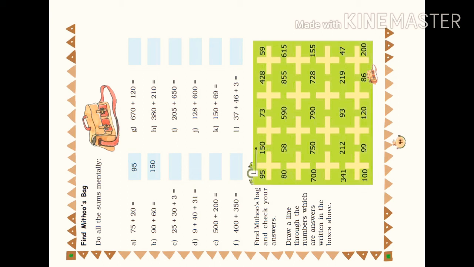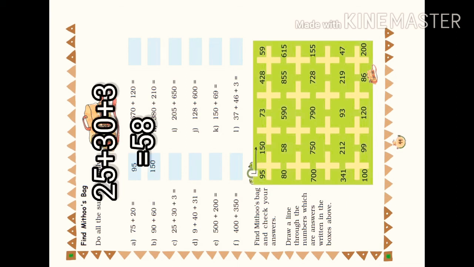The first two questions are solved. Question A, 75 plus 20 is 95, and that's how they started from here, 95. And second, 90 plus 60 gives 150. So that is how the way has come from 95 to 150. By solving the rest of the questions, you will get the way you have to go from one box to another in this diagram, and then reach Mitu's bag. Okay, this will be very interesting. So question C, 25 plus 30 plus 3, how much will it give?